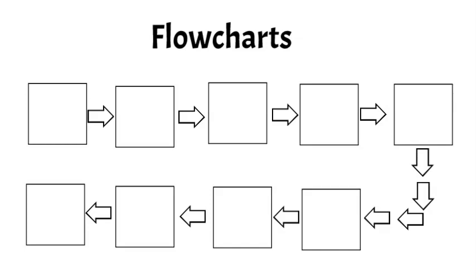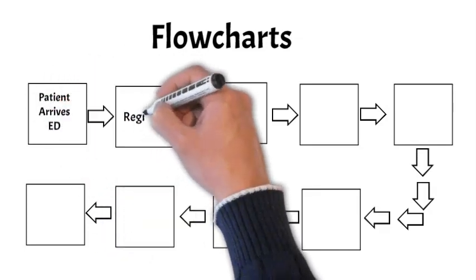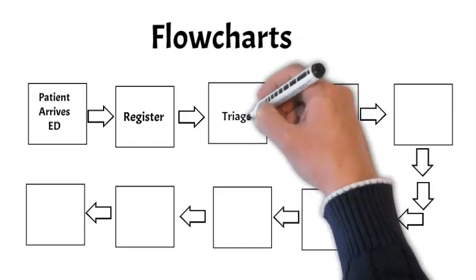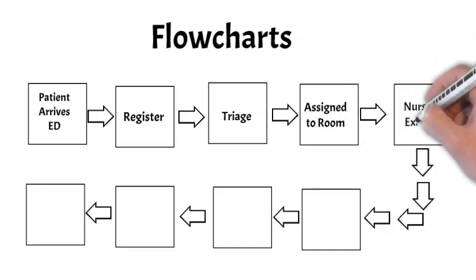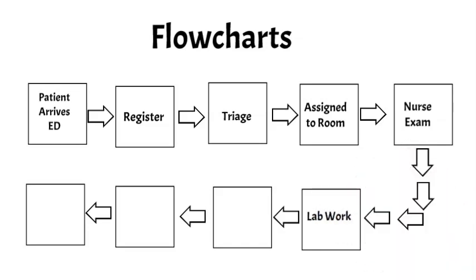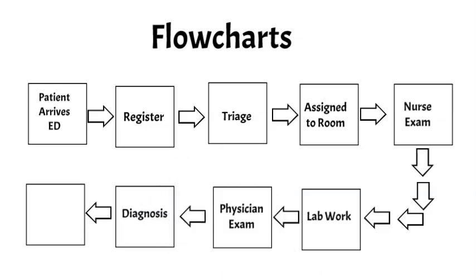From this flowchart, we can see that patients arrive at the ED, register, triage places the patient in the proper healthcare category, the patient is assigned to a room, a nurse examines the patient, lab work is ordered, the physician examines the patient, a diagnosis is reached, and if appropriate, the patient is discharged or admitted.